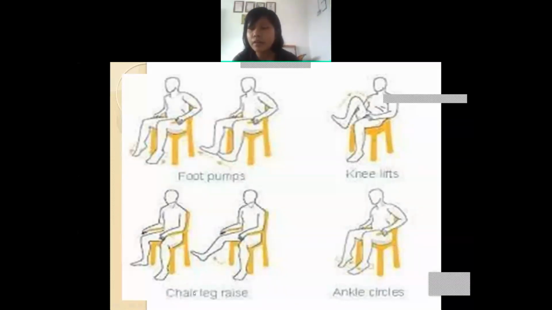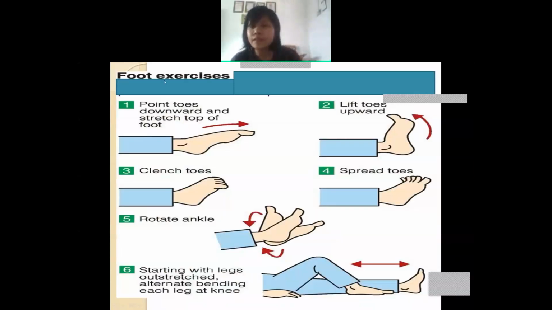Okay, next is chair leg raise. So they should raise the leg in this manner. And next is ankle circle. Suppose this is the ankle, so they should circle in this manner. Alright, so these are some of the exercises that a DVT patient should perform. Okay, so here are a few more exercises.